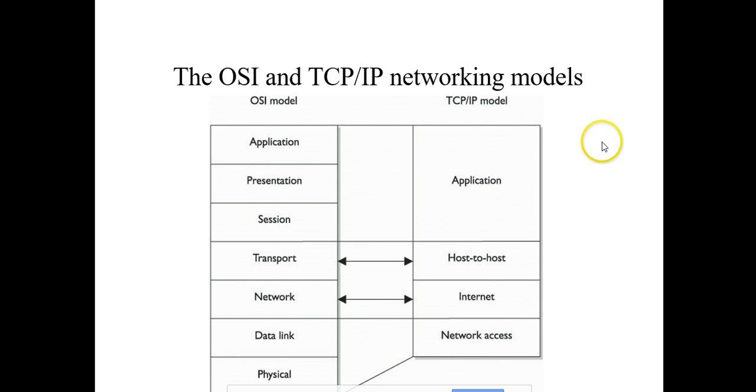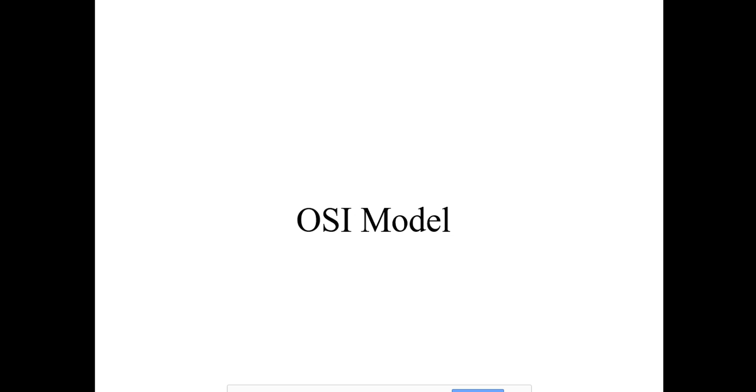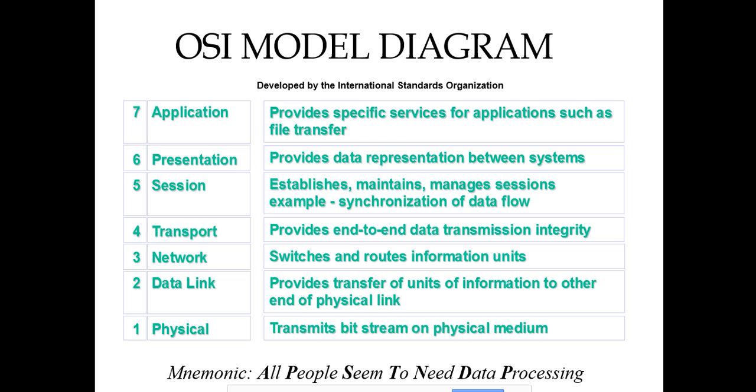So over on the right-hand side, we see the application layer of the TCP/IP model, and that maps to the application, presentation, and session layers of the OSI model. The host-to-host layer maps with the transport. The internet layer maps with the network. And the network layer maps with the data link and the physical. So check it out here whenever we get into talking specifically about the OSI model.